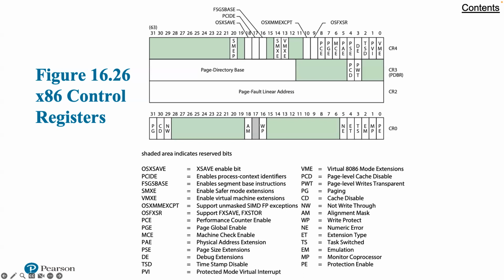Two bits of CR3 are used to drive pins that control the operation of an external cache. The page level cache disable, PCD, enables or disables the external cache, and the page level write transparent, PWT, bit controls writes through the external cache. CR4 contains additional control bits.